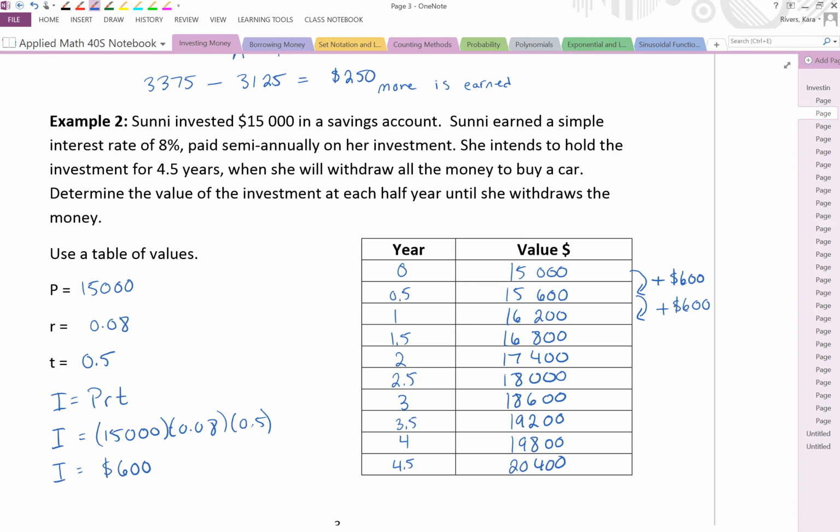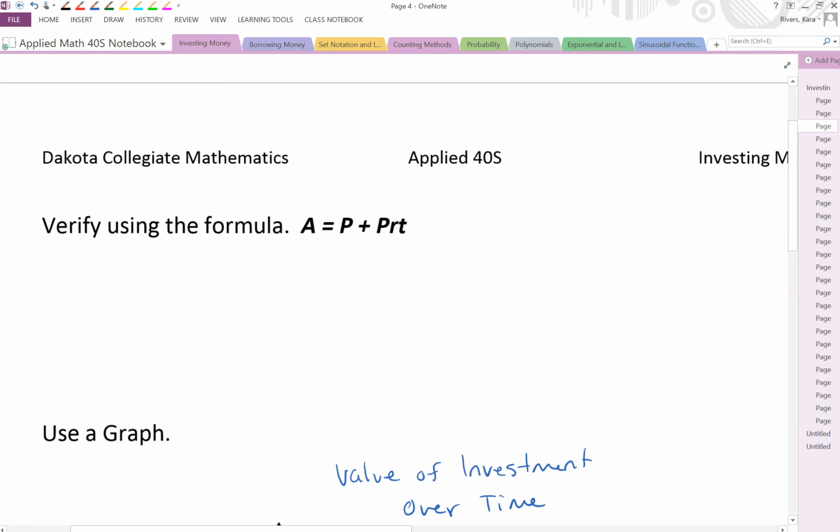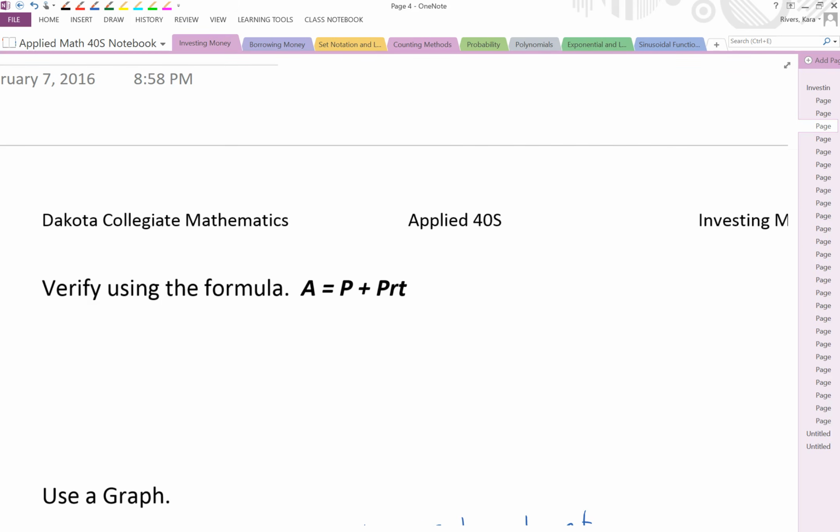Or maybe she has to wait till the term is over. Depends on how the investment is set up. All right, let's take a look at what they want us to do with this continued part. You can see there I have a graph, and we're going to look at that in a moment.